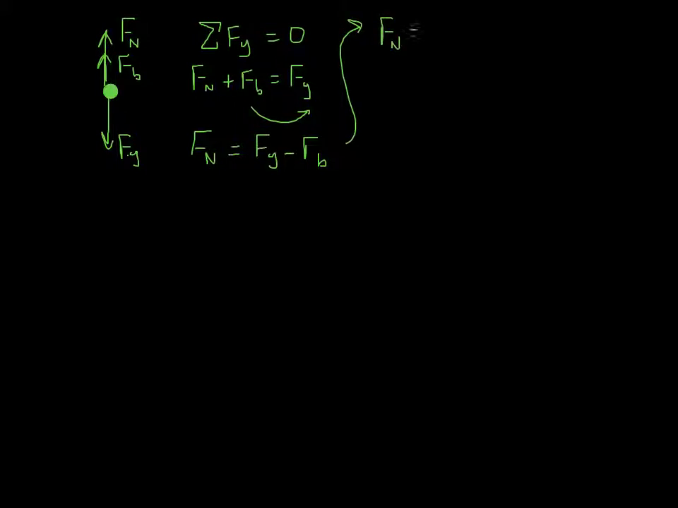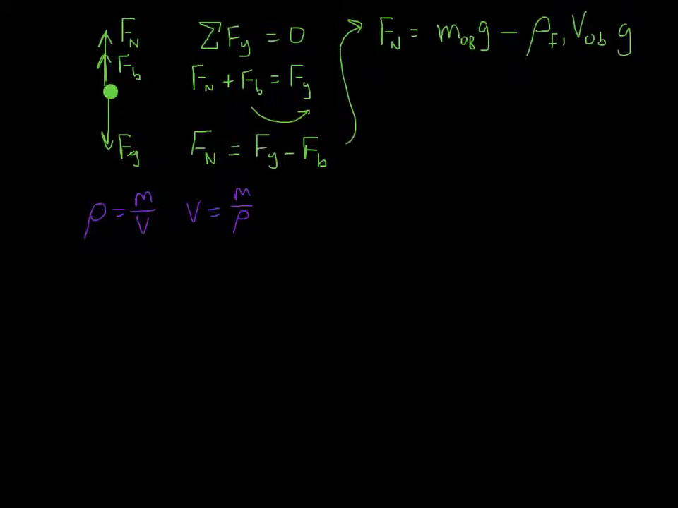So the normal force is equal to the gravitational force, which is mg, the mass of the object times g, minus the buoyant force, which is the density of the fluid times the volume of the object times g. Notice that you know everything in this equation except for the volume of the object. You were given the mass of the object, and you were given the density of the object, but never given the volume.